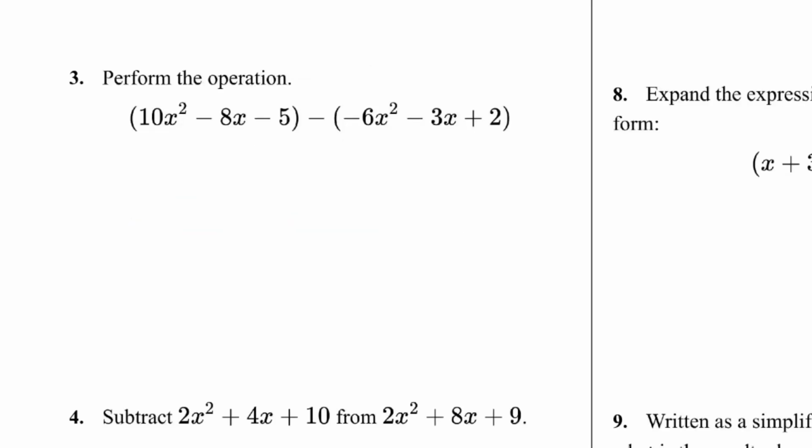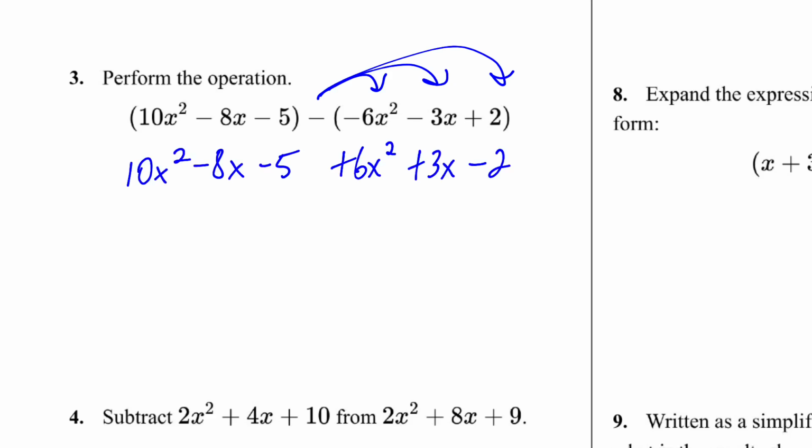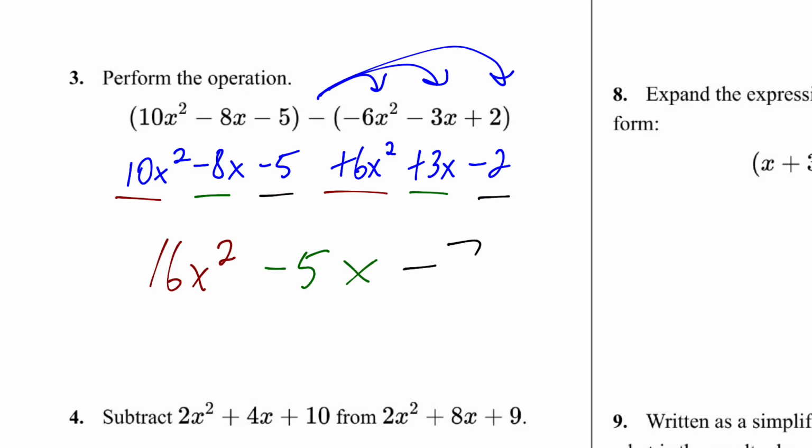For these next couple, we're going to distribute the negative, and then we're going to add. So when we distribute that negative, what happens? Well, nothing changes on the left one. But notice everything from the right parentheses is the opposite of what it originally was. So I combine my x squared terms, that's 16x squared. I combine my x terms, that's going to be minus 5x. And then I combine my number terms, that's going to be negative 7.